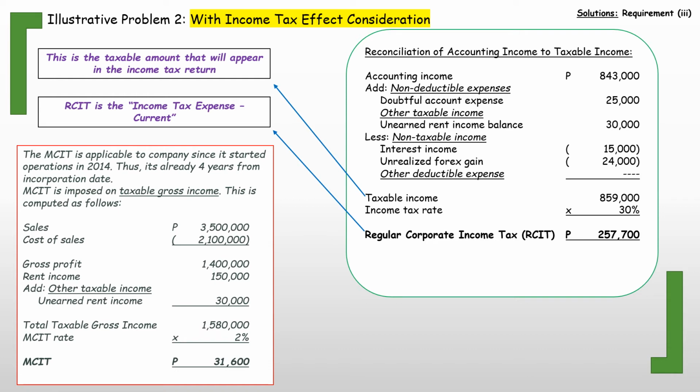Sales na 3.5 million, less natin yung cost of sales na 2.1 million. Then, we have gross profit na 1.4 million. Then, add natin yung rent income na 150,000 plus yung other taxable income for tax purposes na unearned rent income of 30,000, we will arrive at the total taxable gross income of 1,580,000. Then, multiply natin siya sa MCIT rate na 2%, we will arrive at minimum corporate income tax na 31,600.